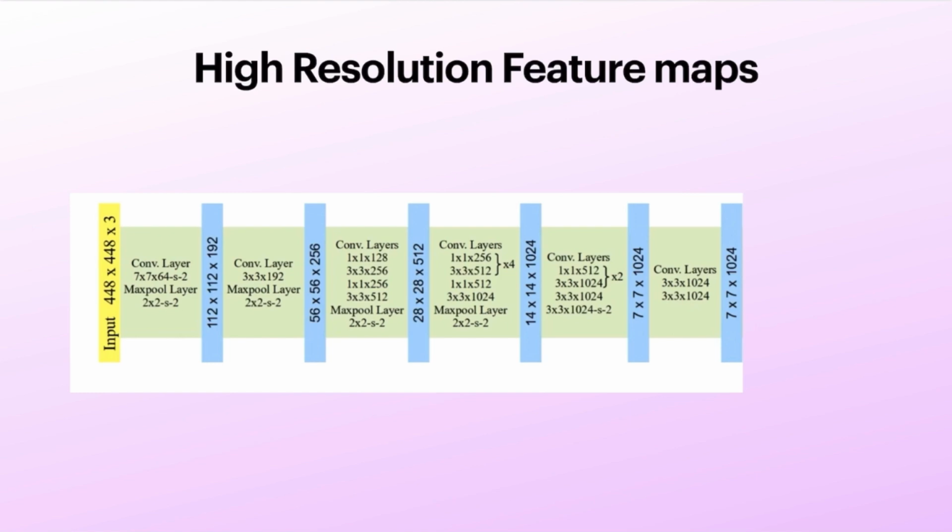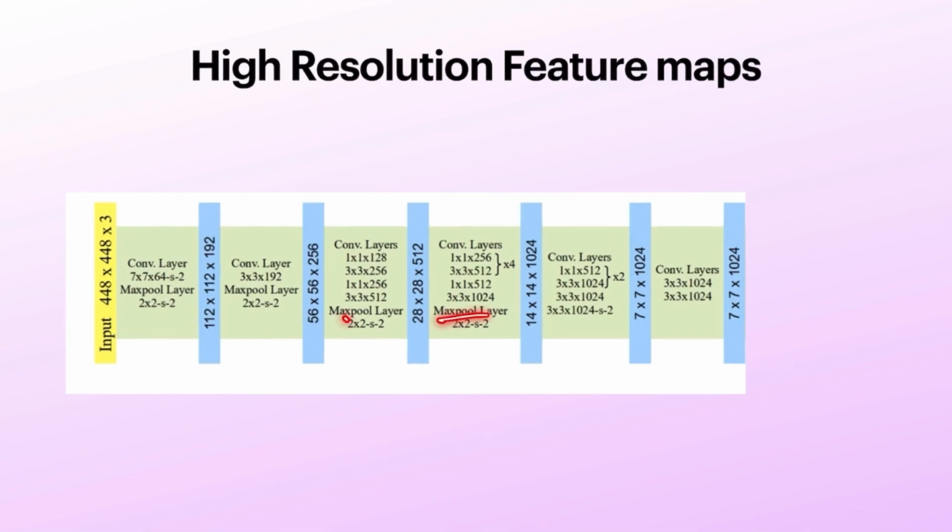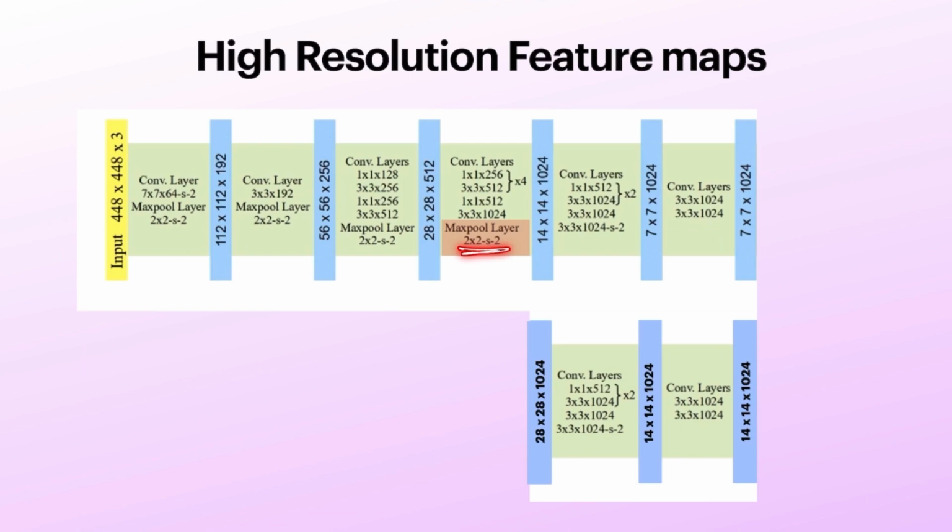Now we have to increase this feature map from 7 by 7 to some higher dimension. How do we do this? If you observe here, there are some max pool layers, right? So what if I remove the last max pool layer? If I remove this particular max pool layer, then the 14 by 14 that was supposed to happen will still stay at the original 28 by 28 here.